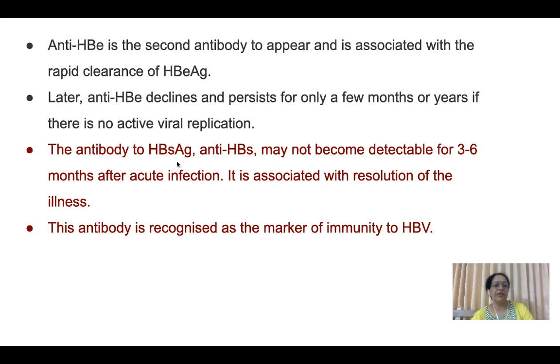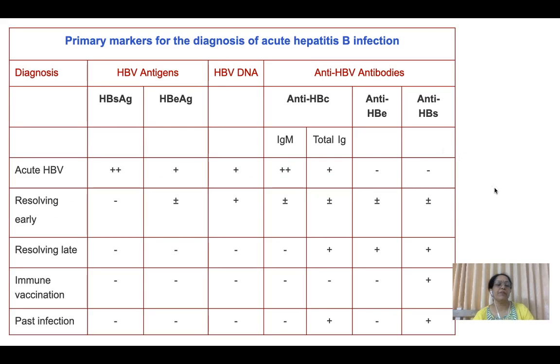The antibody to HBs antigen, that is anti-HBs, may not become detectable for 3 to 6 months after acute infection. This is nothing but a resolution of the illness because of an increase in the antibody titer in the patient's blood. This antibody is recognized as the marker of immunity to HBV. So these are primary markers for the diagnosis of acute hepatitis B infection.